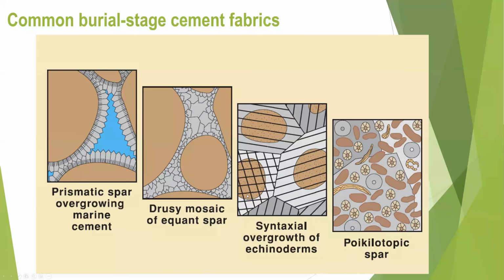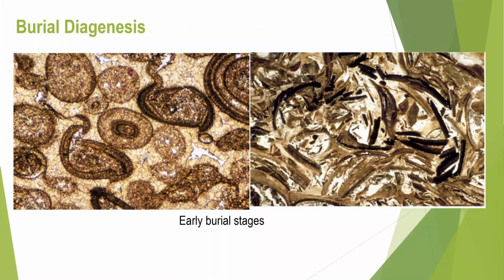But after that, after high compaction, we can see syntaxial overgrowth and poikilotopic spar in these rocks. Let's look at two thin sections here. They show the early stage of the burial diagenesis system. You can see we have some contact between the grains, and some grains actually were broken. And here you can also see compaction of sediments.